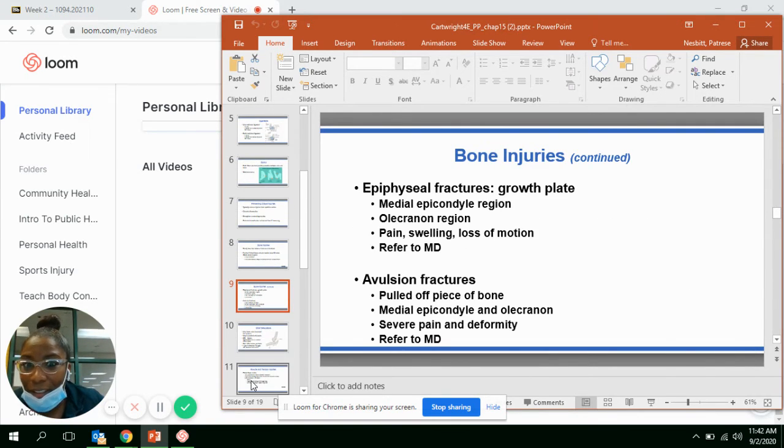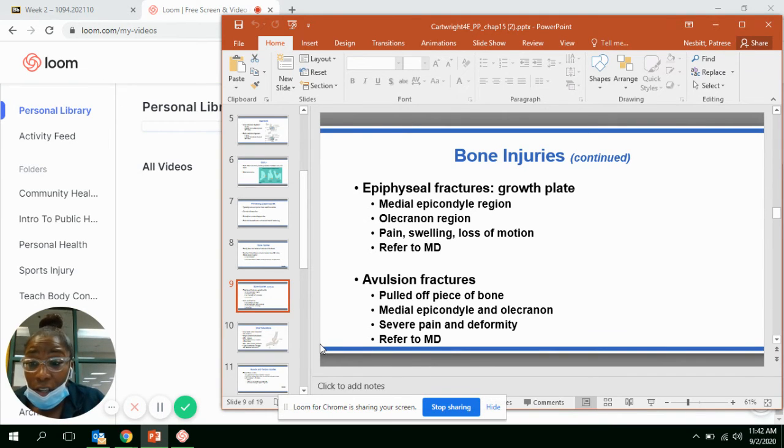All that fun stuff about the elbow. Okay, so we talked about growth plates or epiphyseal fractures. Make sure that if your young athlete has injured their elbow, they need to go to the emergency room quickly because, again, you don't want to prescribe or do anything that is going to stunt their growth, in terms of elbow injury.